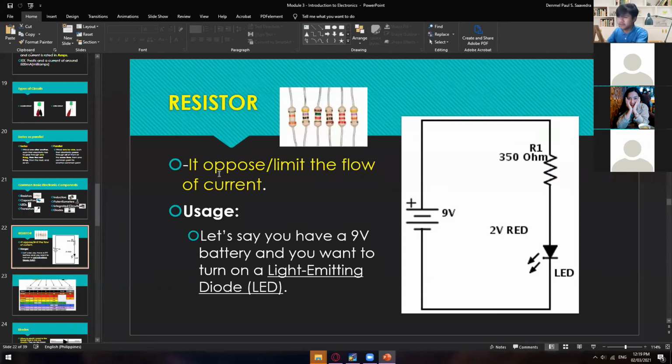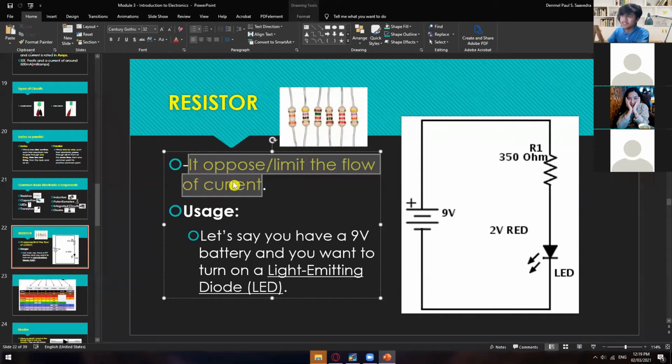So resistors, you guys already know this one. This is a basic component when it comes to electronics. It opposes or limits the flow of current. Simple as that. That is the role of our resistors, and this is how they look. I'm pretty sure that you guys have already seen a resistor physically or in reality. They have a lot of different colors, or we could say bands, and each one of them represents a meaning. This represents the value of that resistor.